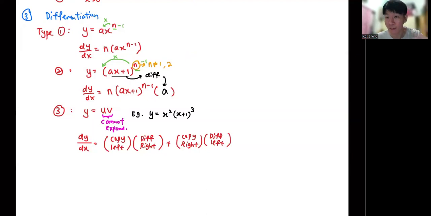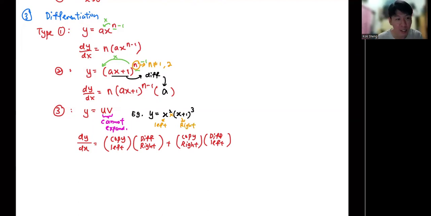So how do you determine the left and right? Look at the example here. It's x squared times the bracket, correct? So this is the left. This is the right. Yeah, that is the way.